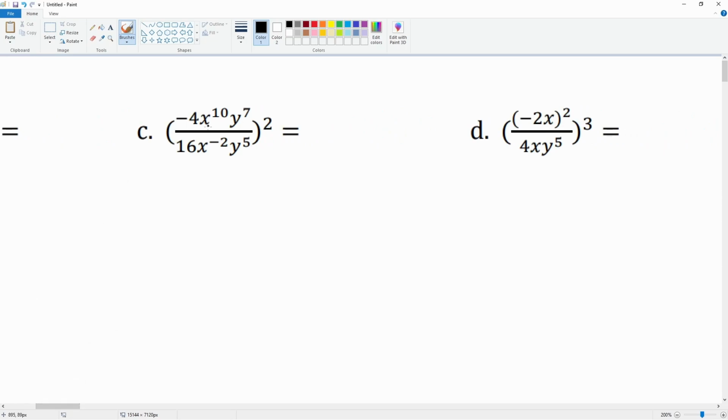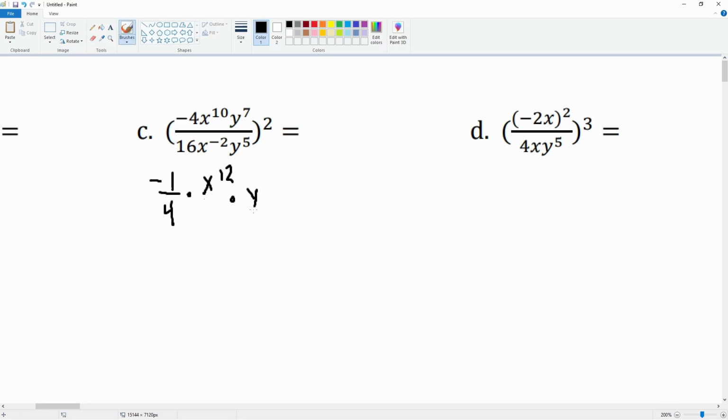Next, C. Try to simplify inside the expression first. So you have the negative 4 over 16. That can be simplified into negative 1 over 4. Then you have x to the 10 and x to the negative 2. That is the quotient property. So that is going to be x to the 10 minus 2, and it's a minus negative 2. It's a minus, and there's a negative 2 there. So that becomes x to the 12.